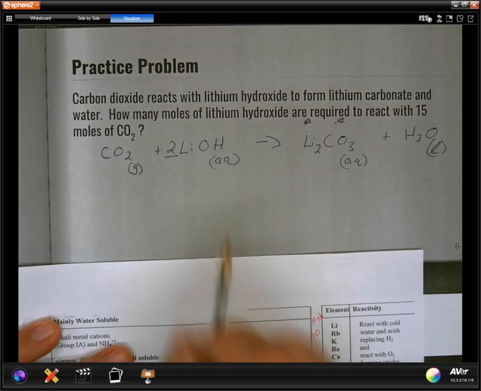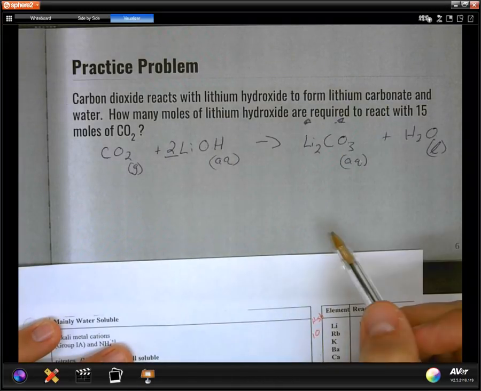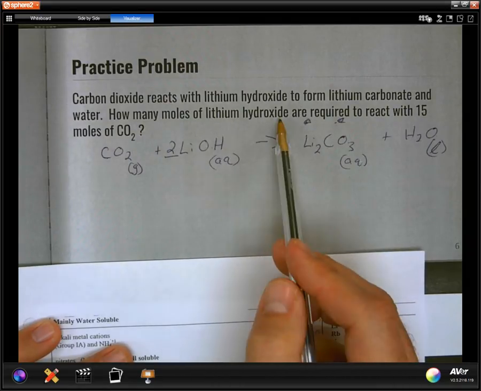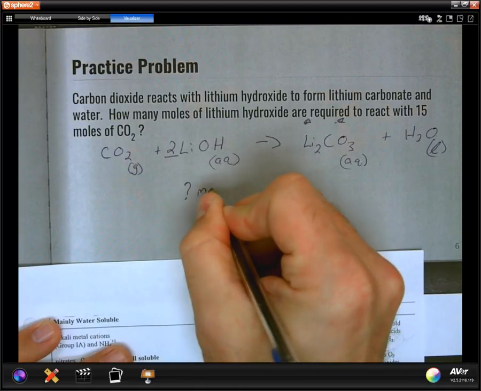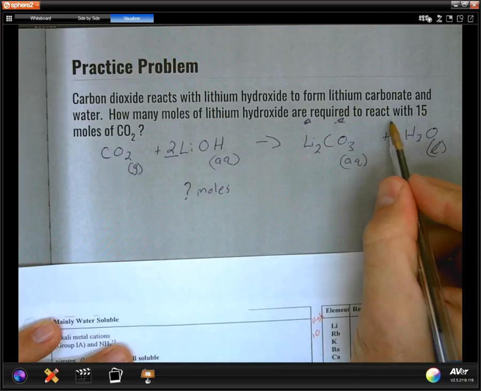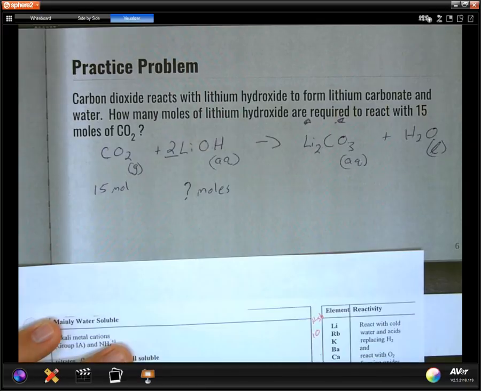The way I like to set up is, once I get my chemical equation, I like to list things underneath each chemical that's given to me in the problem. So how many moles of lithium hydroxide? So I have lithium hydroxide. I'm going to put a question mark here and put moles. So how many moles of lithium hydroxide are required to react with 15 moles of carbon dioxide?